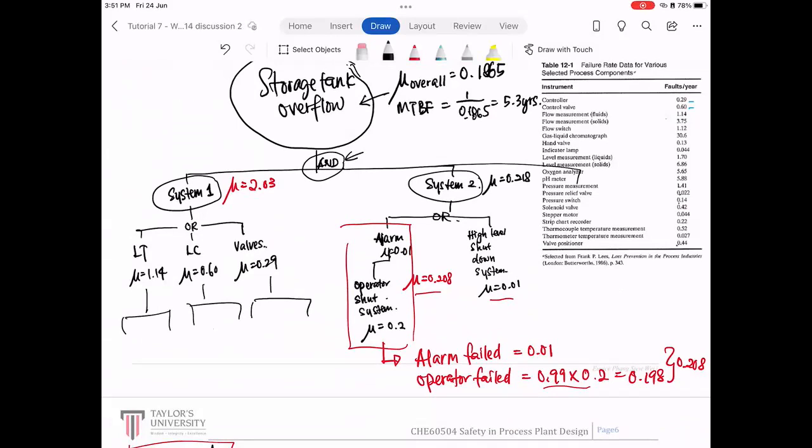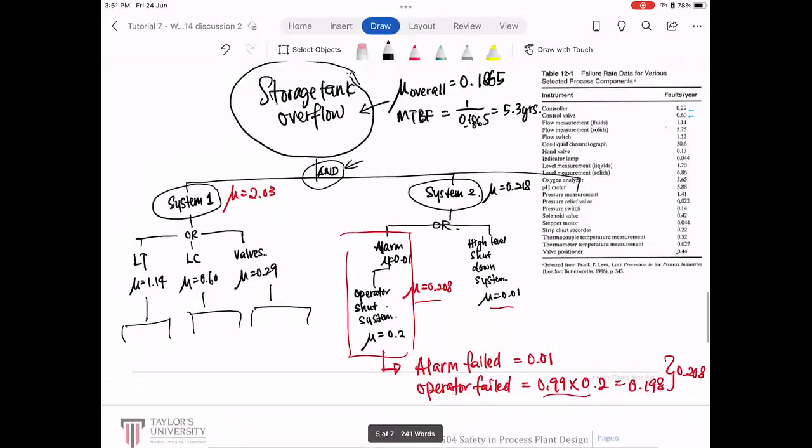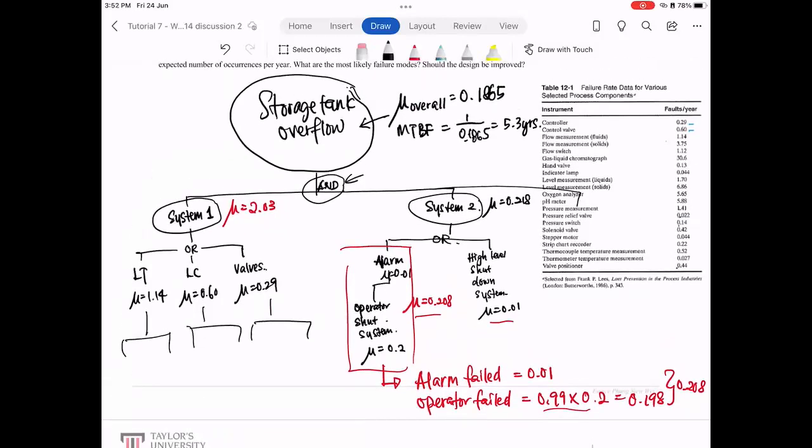What I'm doing here is to show you that both can be used, but be aware that both actually give you different answers depending on your calculation. Because over here we say this system will fail when system 1 fails and system 2 fails at the same time. But it doesn't take into consideration that system 2 is actually a safeguard for system 1. So that is the limitation of the fault tree in this scenario.